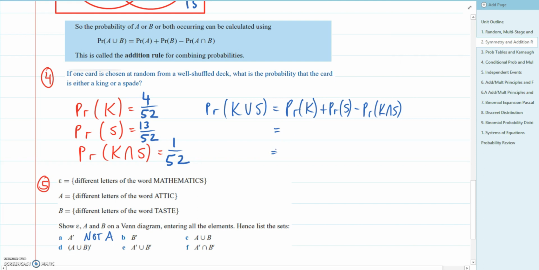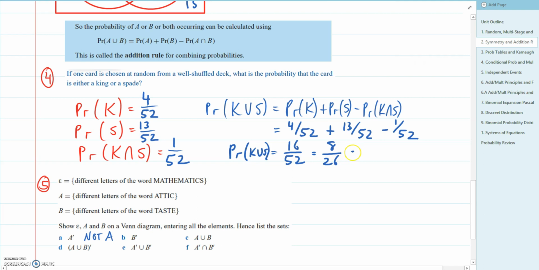I would not simplify any of these for the moment because we're going to be adding and subtracting these fractions. It's important that we just leave it as denominator 52. Makes it easy to work with. But we can now start putting in these values over here into our addition rule. So the probability of a king or a spade is going to be 16 over 52. Which ends up being 4 over 13 as the final probability.